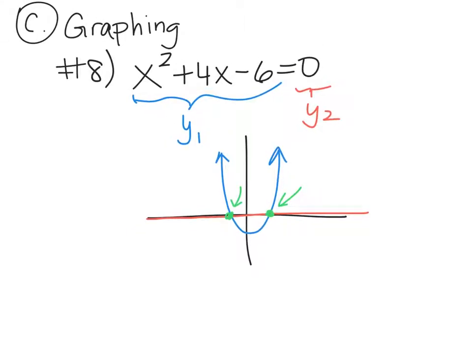So let's do it. Here we go. Go to your calculator. We're going to go ahead and go to y equals. Turn your plots off. You do not need your plots on right now. And we're going to plug in x squared plus 4x minus 6 into our calculator.